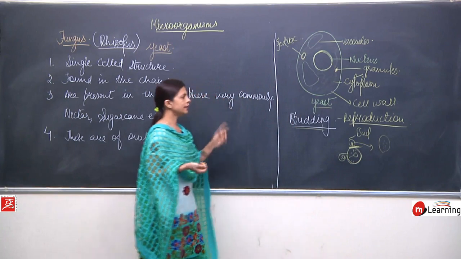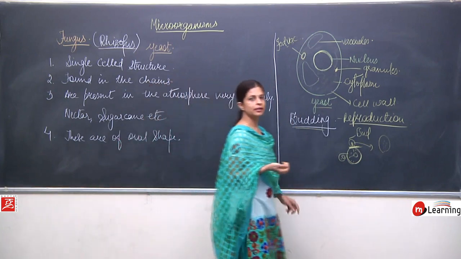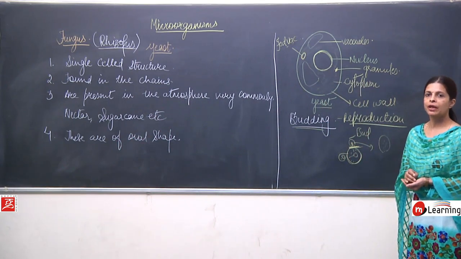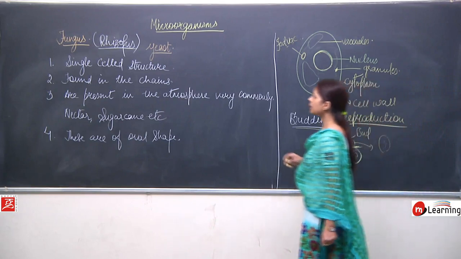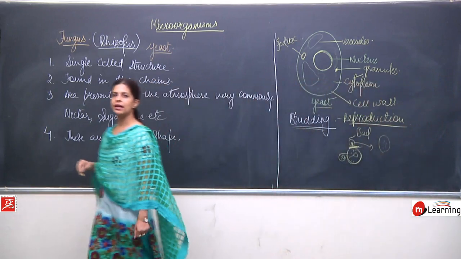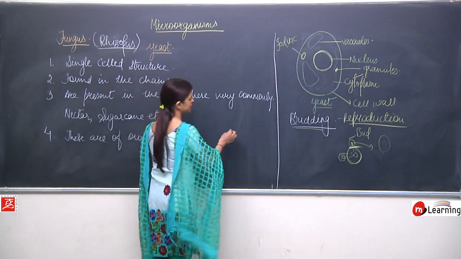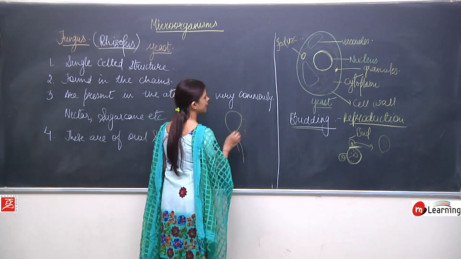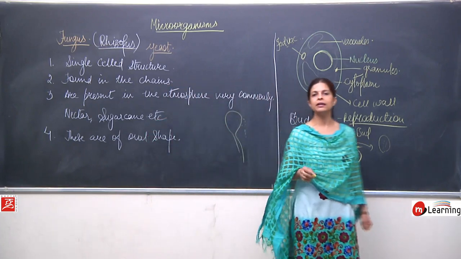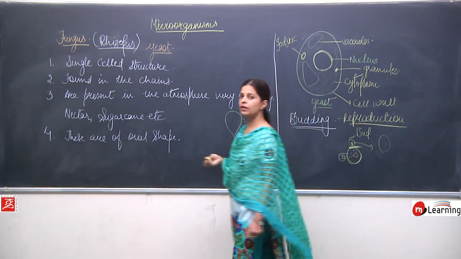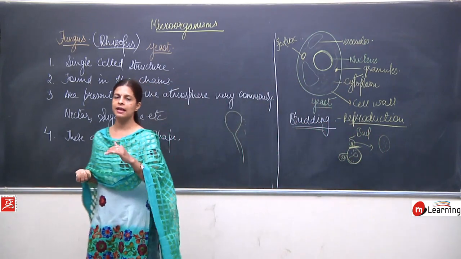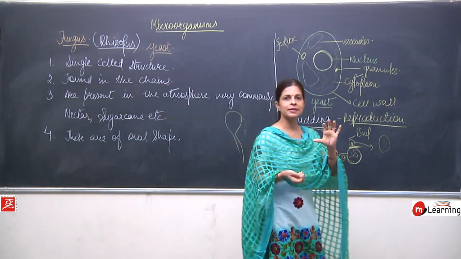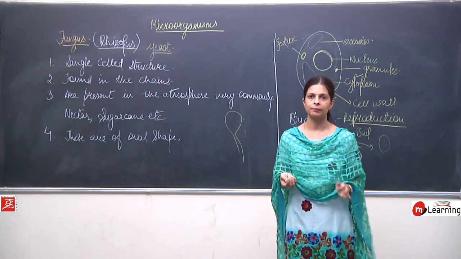This is all about the yeast, the reproduction in the yeast. Now we need to talk about the respiration and the digestion. When we talk about digestion, actually in the rhizopus also we have not discussed the digestion. So how does the digestion take place? Certain enzymes are secreted, and these enzymes are responsible for breaking the complex substances into simpler ones.